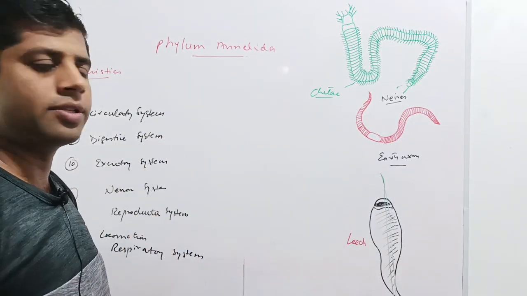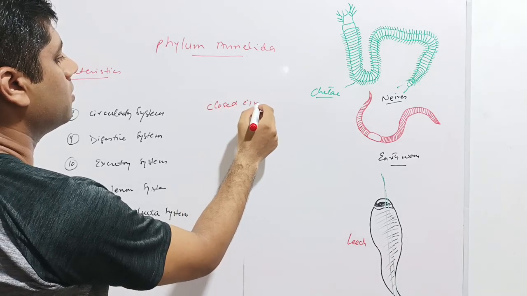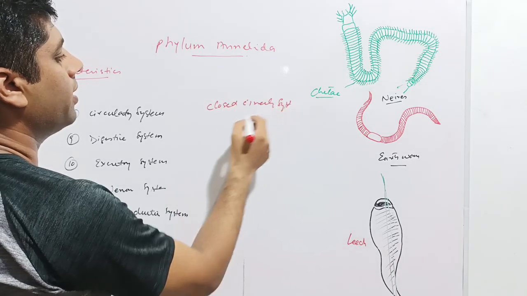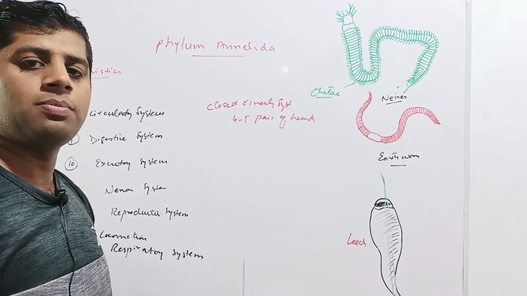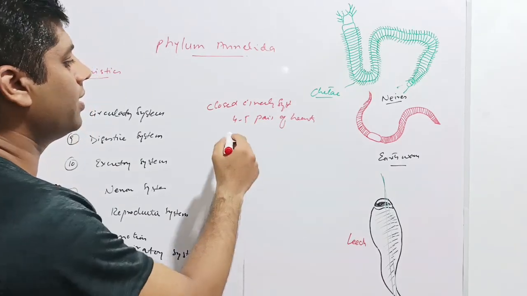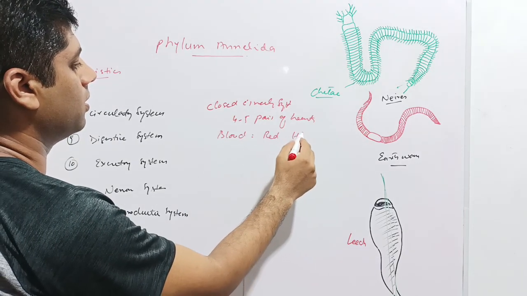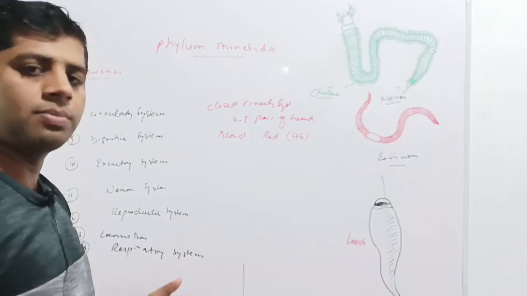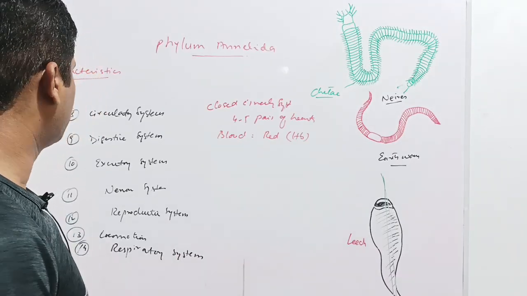Next is the circulatory system. These animals have a closed circulatory system and have 4 to 5 pairs of hearts to supply the blood to different segments of the animal, and the blood is red colored due to hemoglobin. So hemoglobin is present in their blood and blood appears red colored. These have a closed circulatory system.